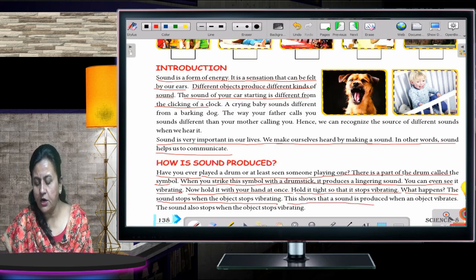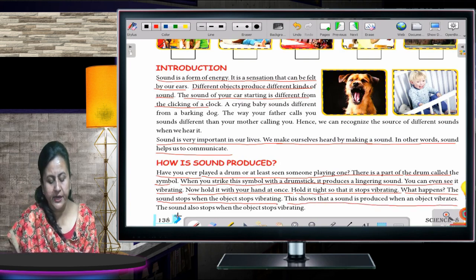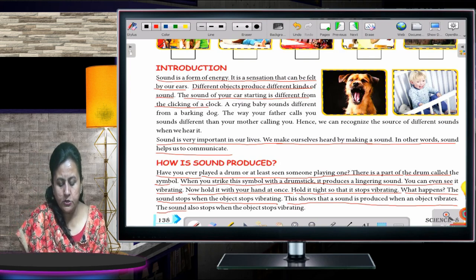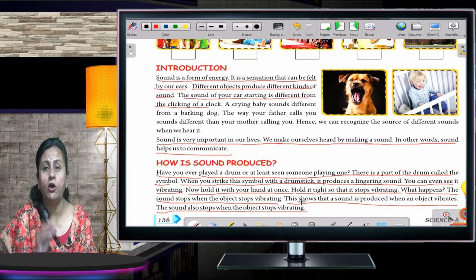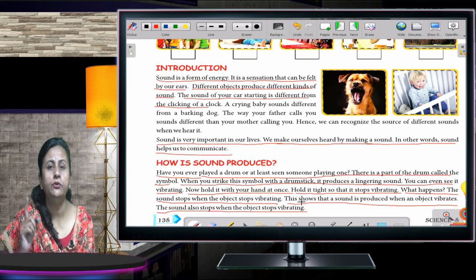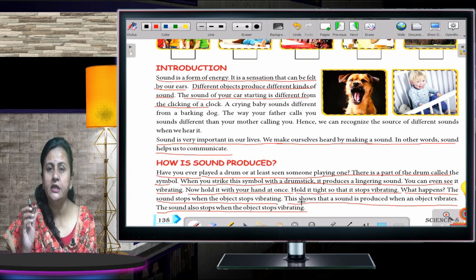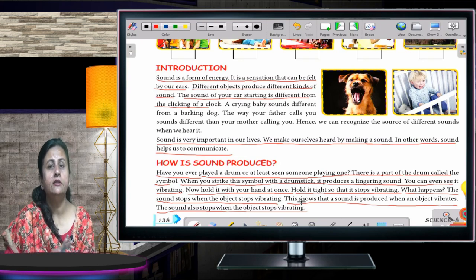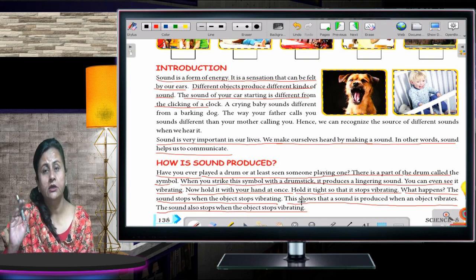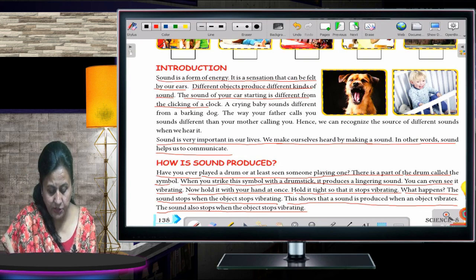This shows that a sound is produced when an object vibrates. So the sound also stops when the object stops vibrating. Only when the objects vibrate can you hear the sound. In case the vibration stops, the sound also stops. Now coming to the next page.